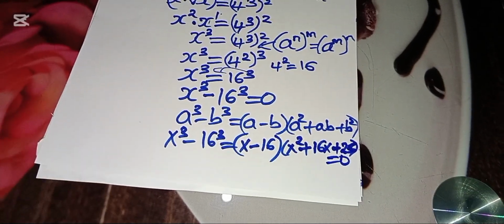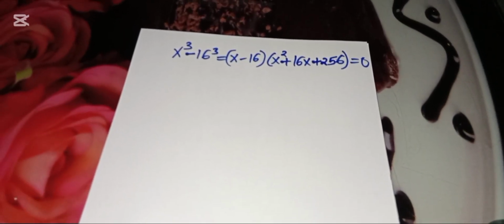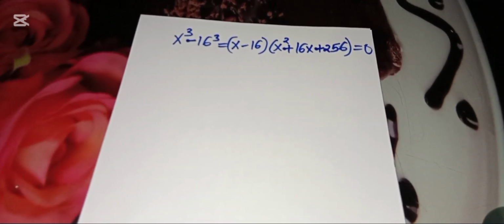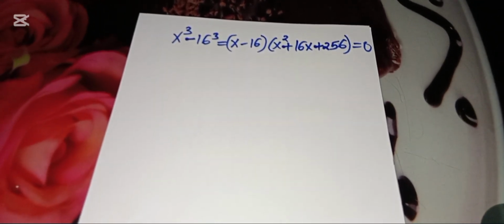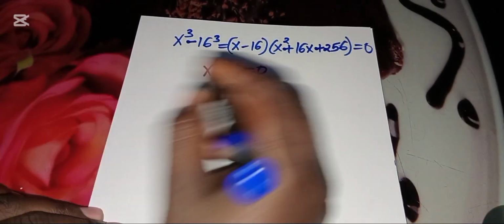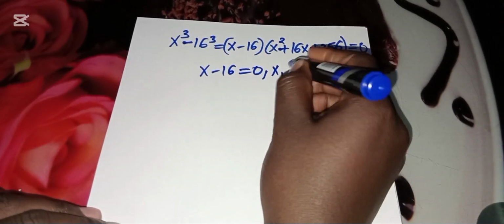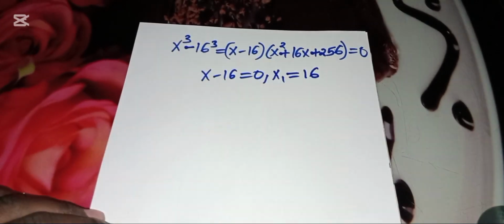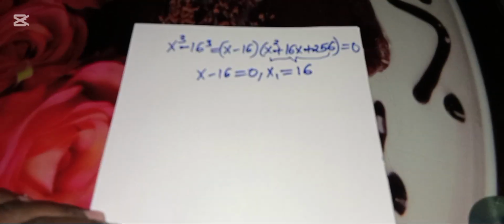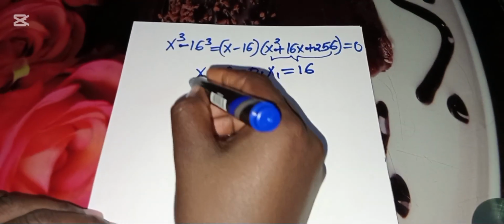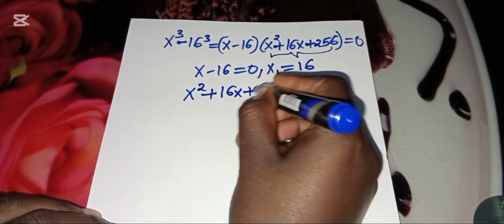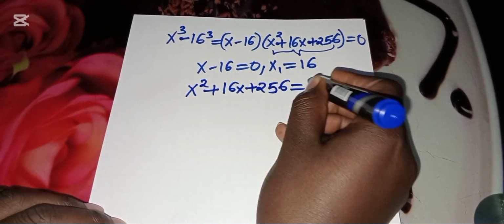So let's proceed. x cubed minus 16 cubed gives x minus 16, then in the bracket x squared plus 16x plus 256. This is equal to 0. Now we have x minus 16 equal to 0, and that shows that the first value of x, which we can call x1, is equal to 16. All right, so now we have the second part, which forms a quadratic equation, x squared plus 16x plus 256 equal to 0.